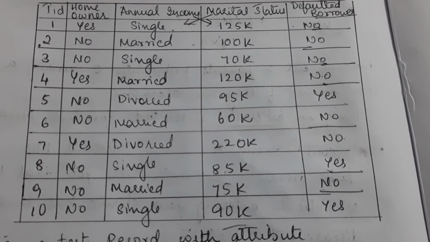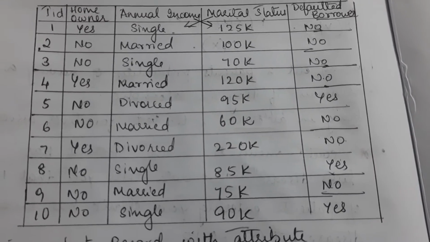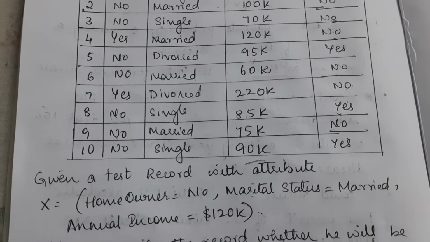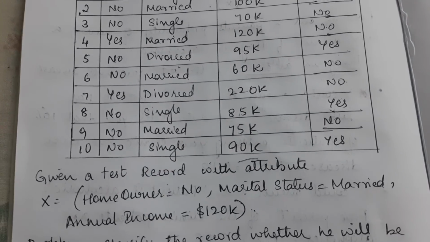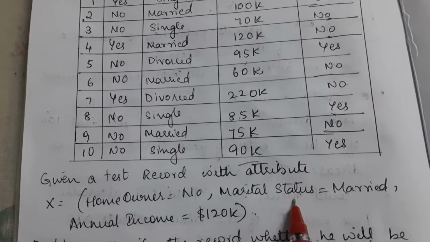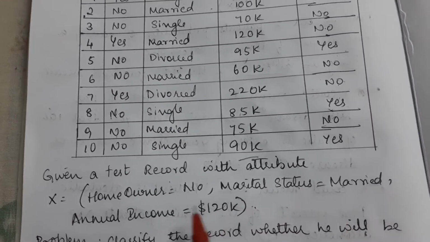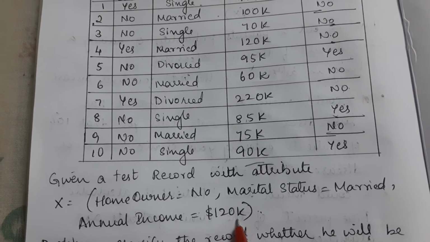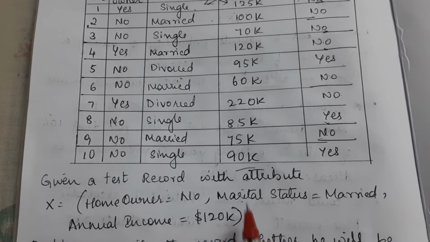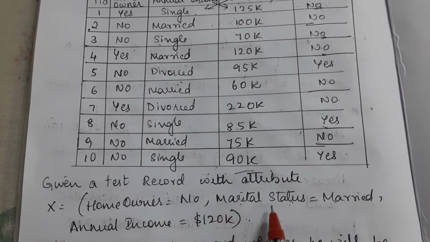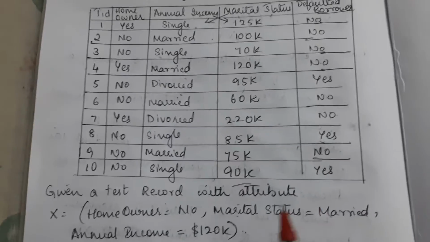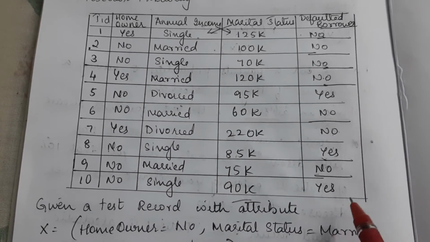Means I won't pay the loan on time. Okay, so 10 data sets are given to you. Now you have to find, this is a test data. X is nothing else but the test data. If he is not a homeowner, homeowner is equal to no. Marital status is married, and annual income is 120k. Then will he default on a loan or not is what you have to find out. So he is not a homeowner, he is married, and his annual income is 120k. You have to find out the class to which he belongs, whether it will be yes or no.